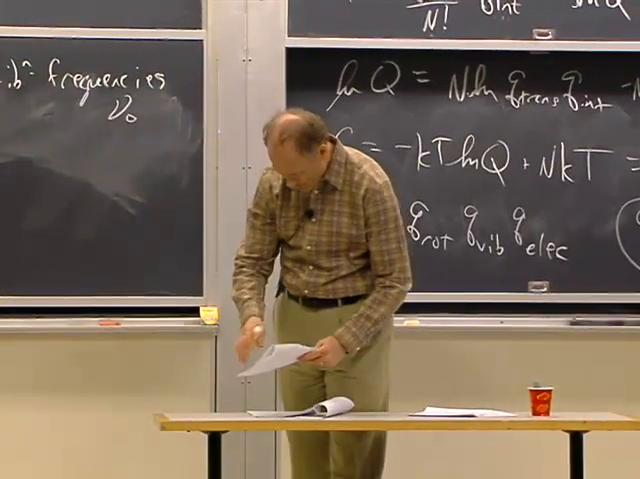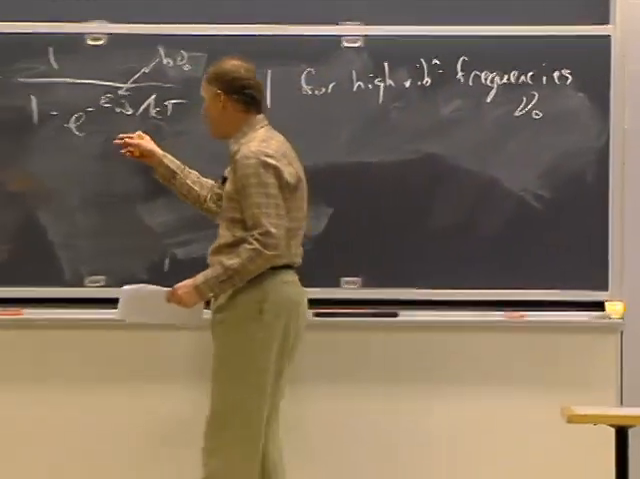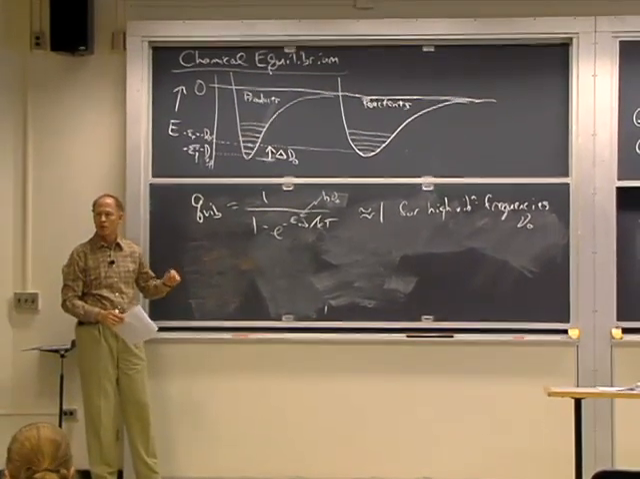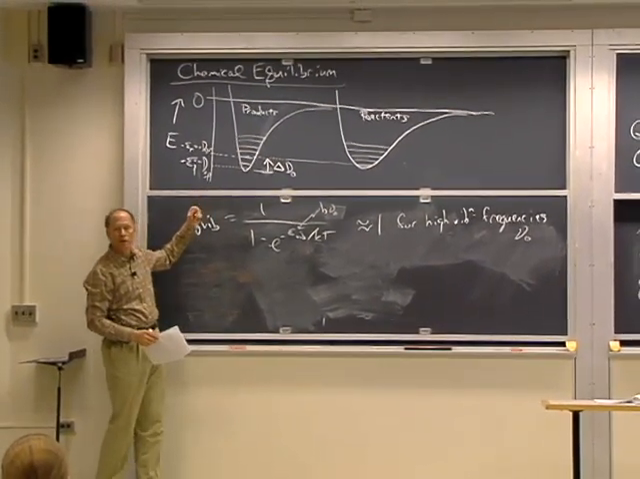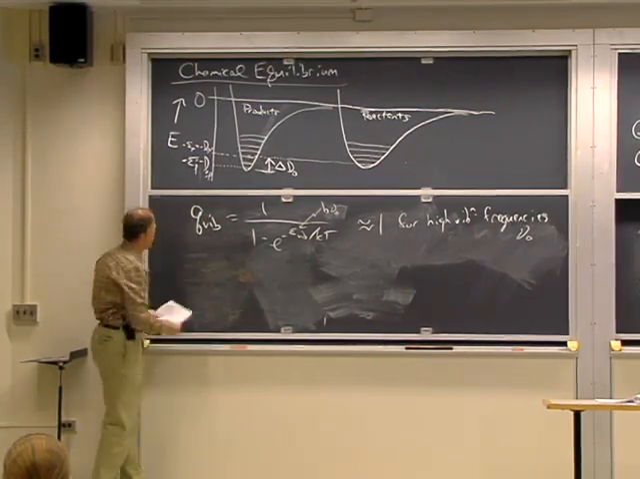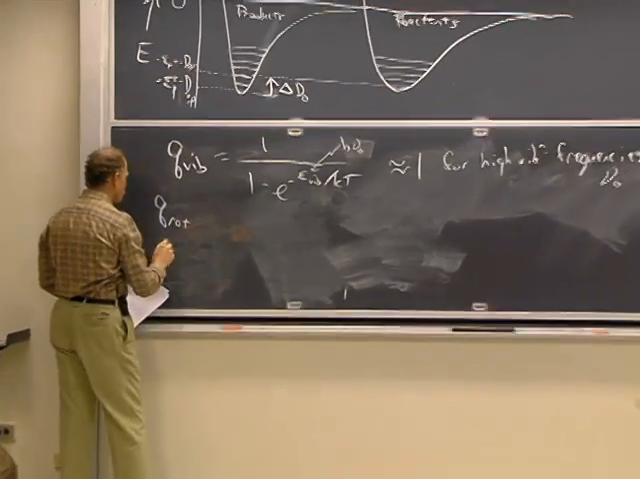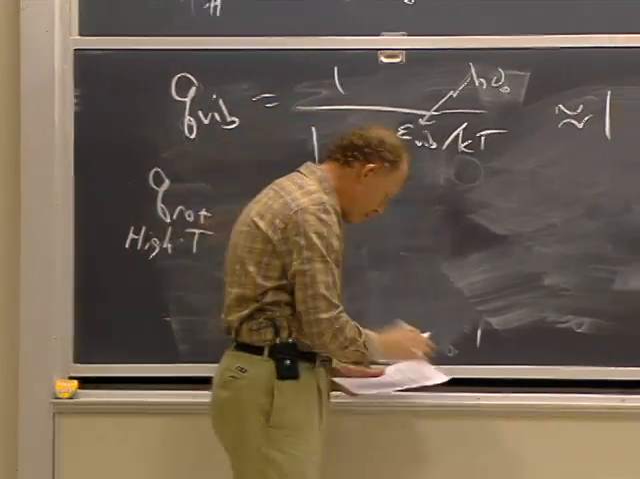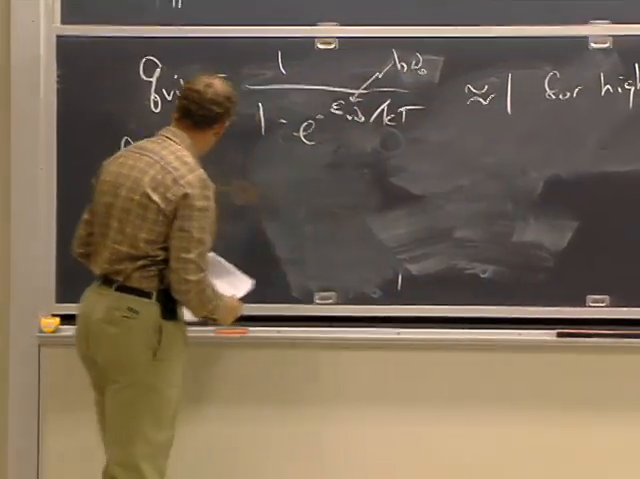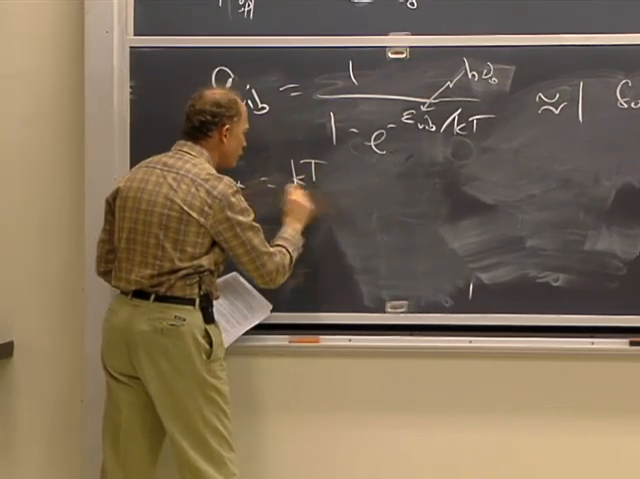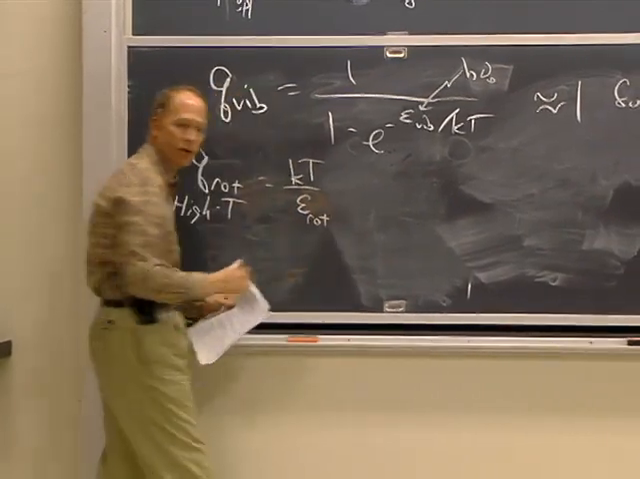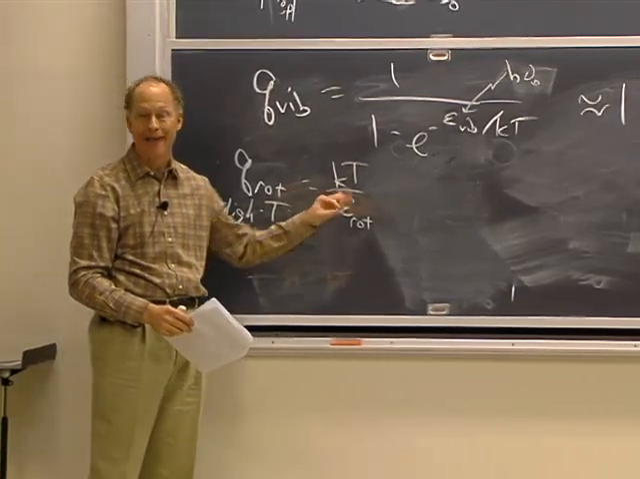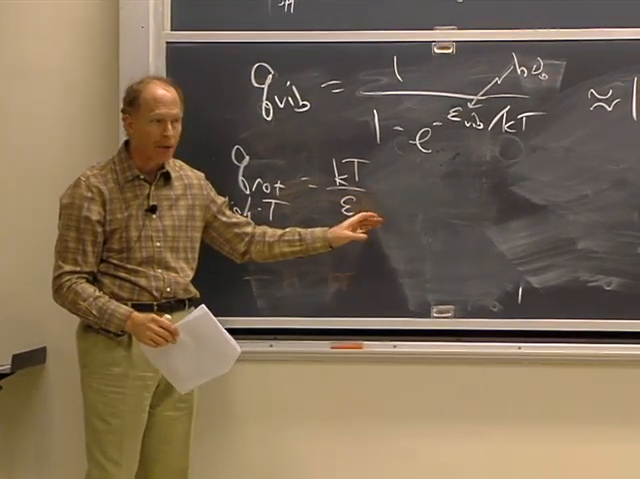Turns out that, in fact, the energy separation between rotational levels is very small compared to kT at room temperature. So just like we saw for the high temperature limit for vibrations, it turns out that for Q rotation in the high temperature limit, we have the same situation where we have kT over, now it's a rotational energy. Right? And it's typically on the order of about 1 to 10 wave numbers for small to medium-sized molecules.